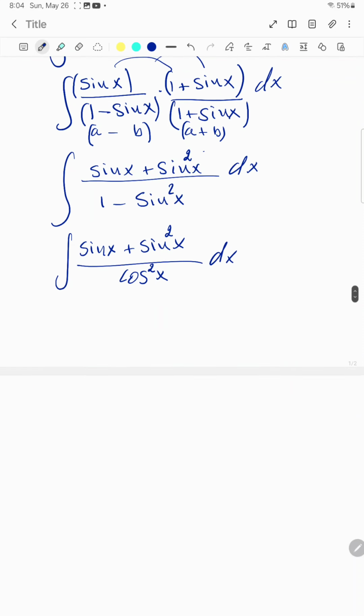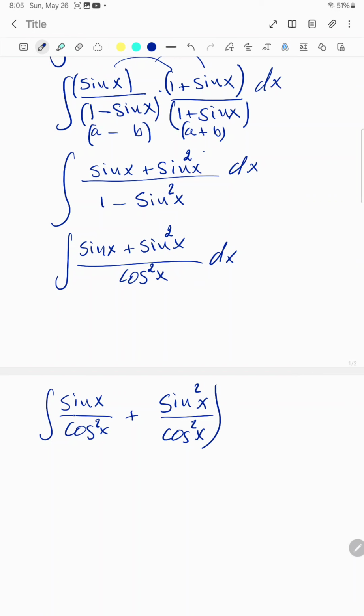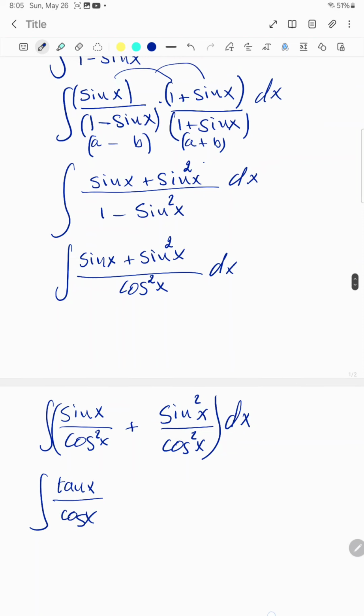And now I can distribute my denominator. It becomes sine x divided by cosine square of x plus sine square x divided by cosine square x, and all that is dx. And here I can write tan of x divided by cosine x, because sine divided by cosine is tan, and I still have cosine x in the denominator, plus tan square of x dx.